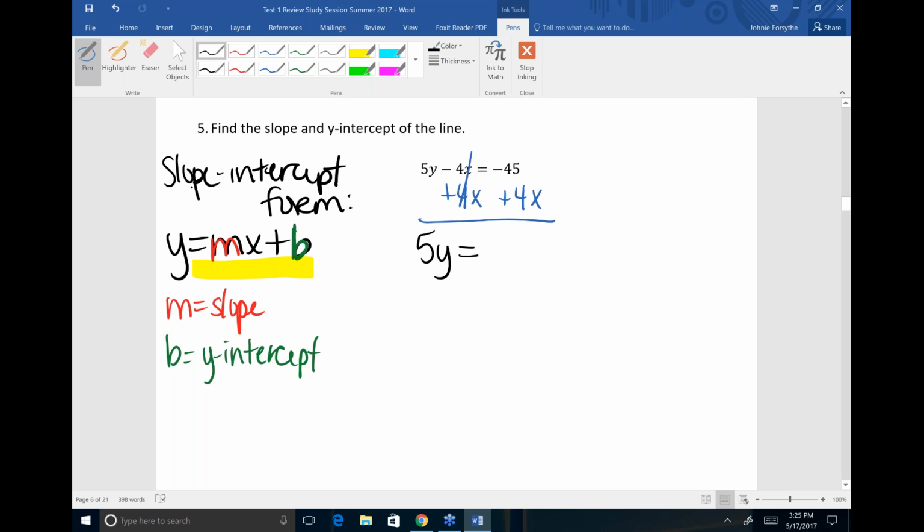Now since I want it to be in slope-intercept form, I want to put my x term first. So I'm going to write 4x. Then I'm going to write minus 45.